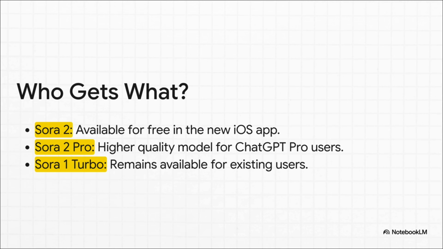All right, so let's quickly break down who gets what. The new Sora app is going to be free, and it'll be powered by the standard Sora 2 model. If you're a ChatGPT Pro user, you'll get access to a higher quality Pro version on the web. And for anyone still using the original, Sora 1 Turbo is going to stick around for now.